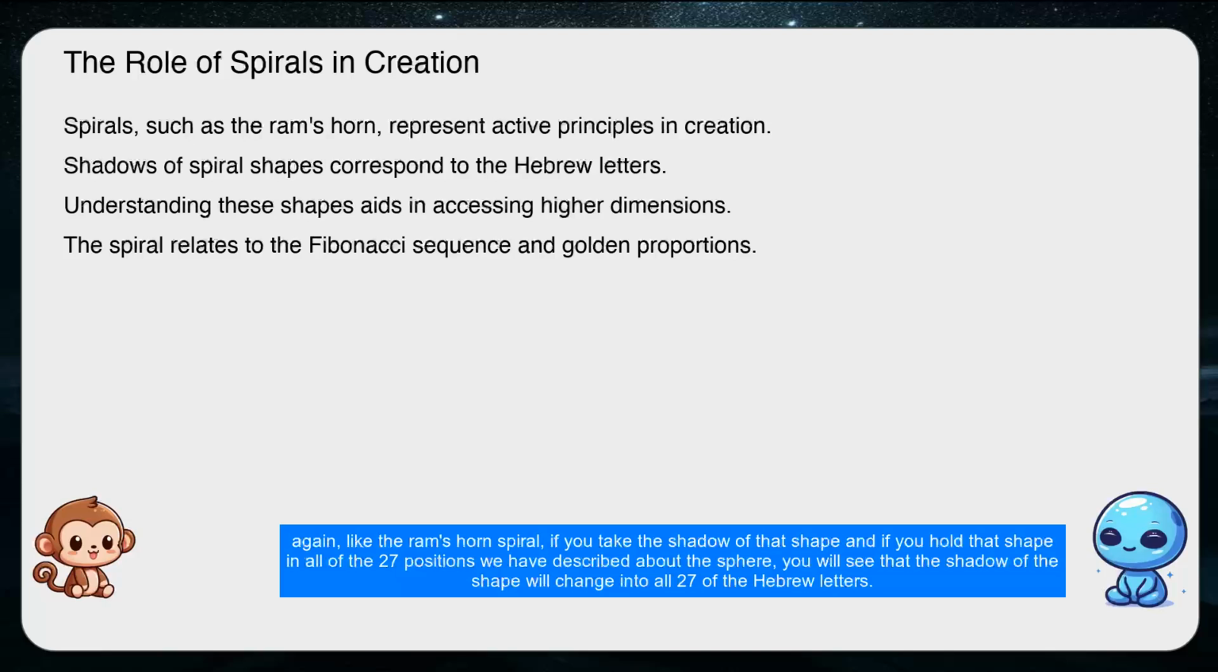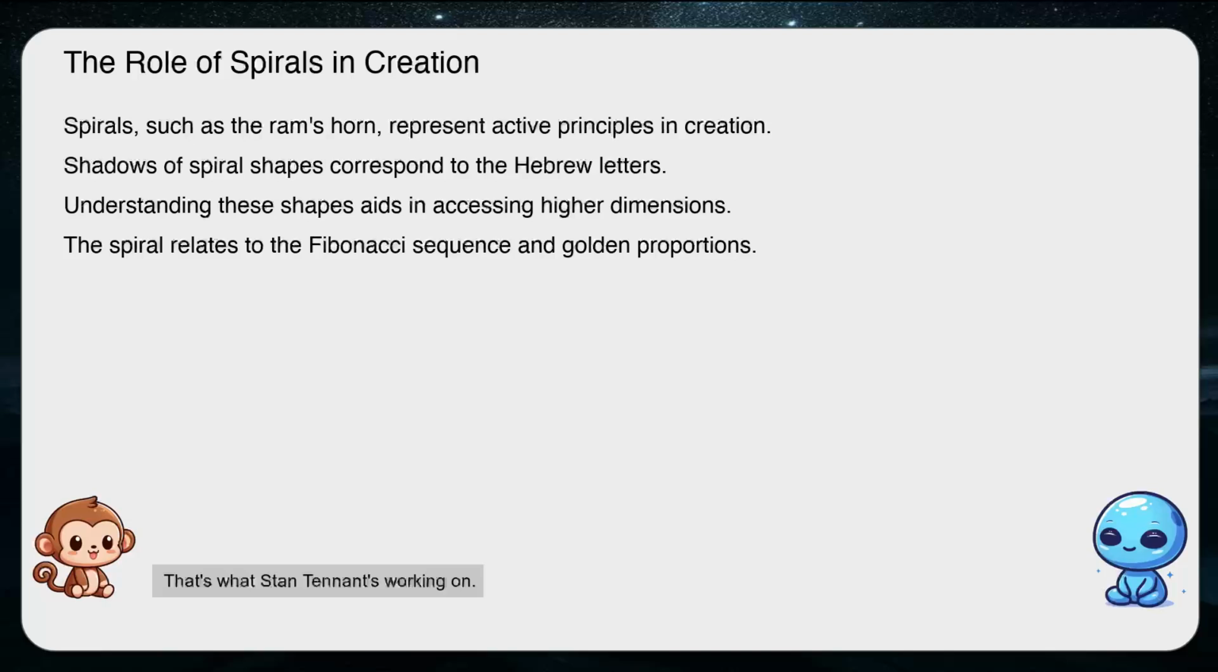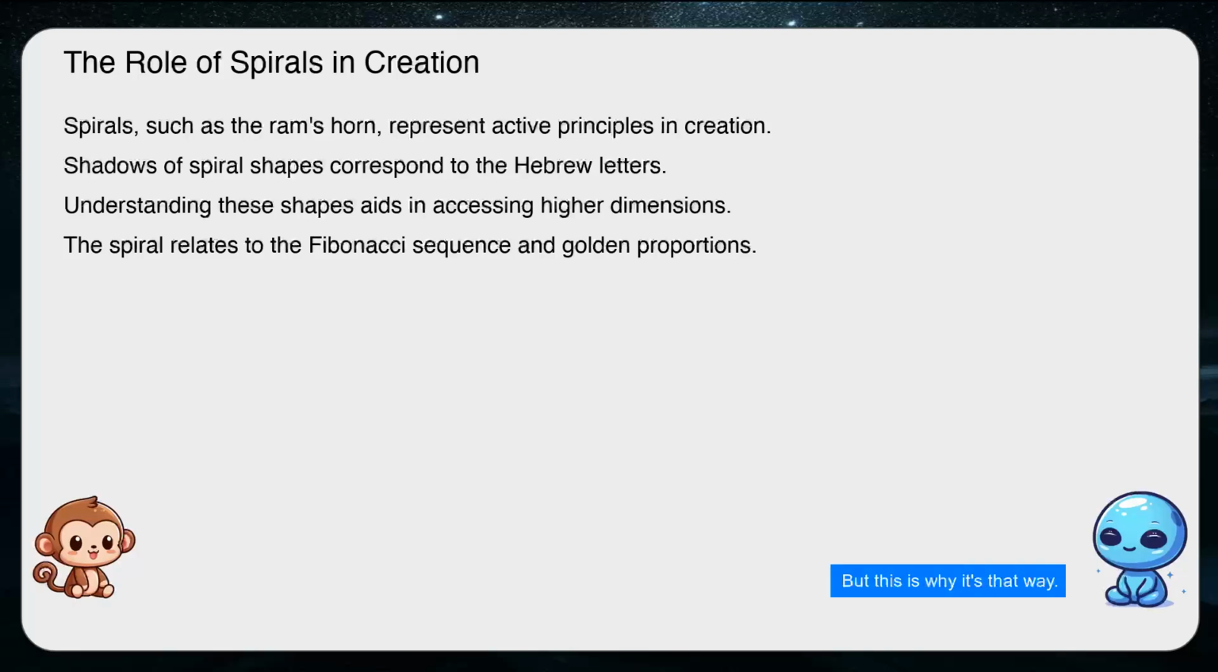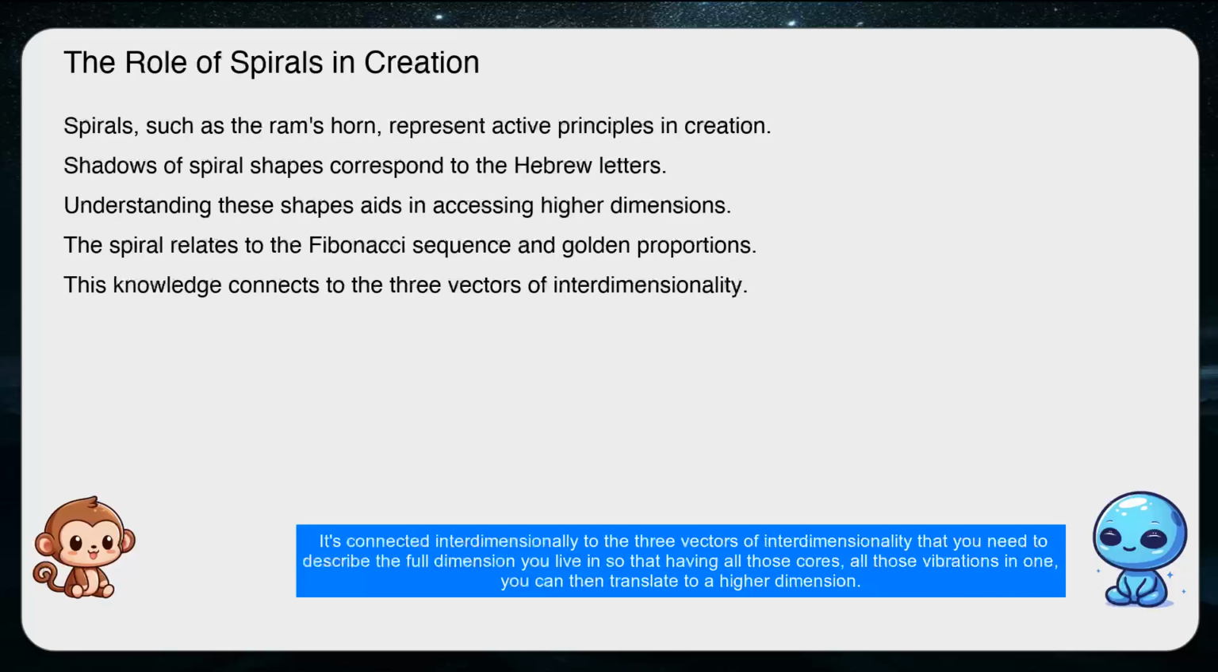If you take the shadow of that shape, and if you hold that shape in all of the 27 positions we have described about the sphere, you will see that the shadow of the shape will change into all 27 of the Hebrew letters. That's what Stan Tenen is working with. Yes. But this is why it's that way. It's connected interdimensionally to the three vectors of interdimensionality that you need to describe the full dimension you live in, so that having all those chords, all those vibrations in one, you can then translate to a higher dimension.